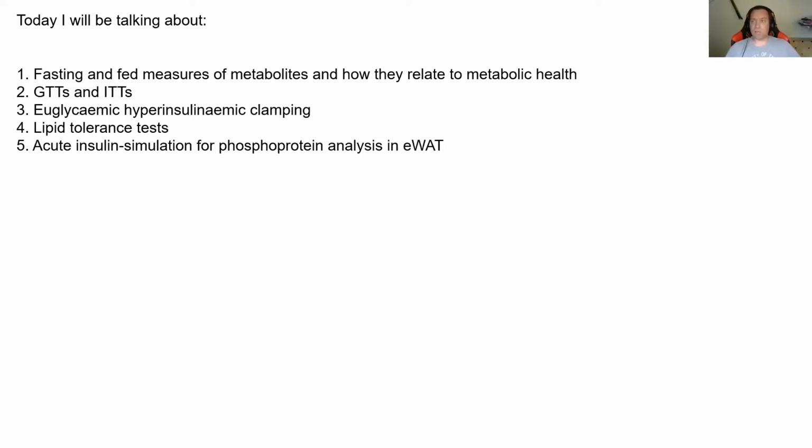And then we are going to do a couple of small sections where we talk about lipid tolerance tests, and finally, acute insulin stimulation for phosphoprotein analysis in the wet. So a range of techniques you can use to see whether your mouse is healthy or sick, in particular from an insulin sensitivity point of view.